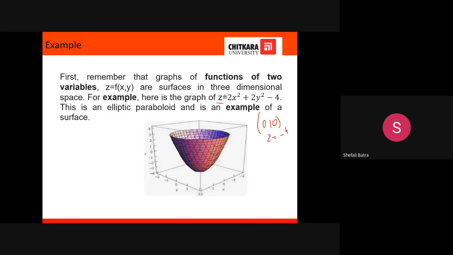And when you will draw it, it will appear like this. This is a paraboloid. In 2 dimension, this is a parabola, and in 3 dimension, it becomes paraboloid. And because of its shape, it is an elliptic paraboloid. Okay? This is 3 dimension now. You are putting x value, y value, and correspondingly you are getting z value.